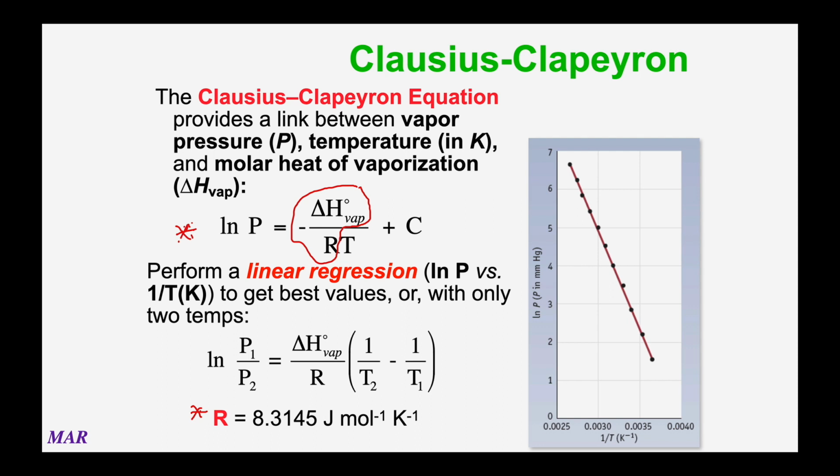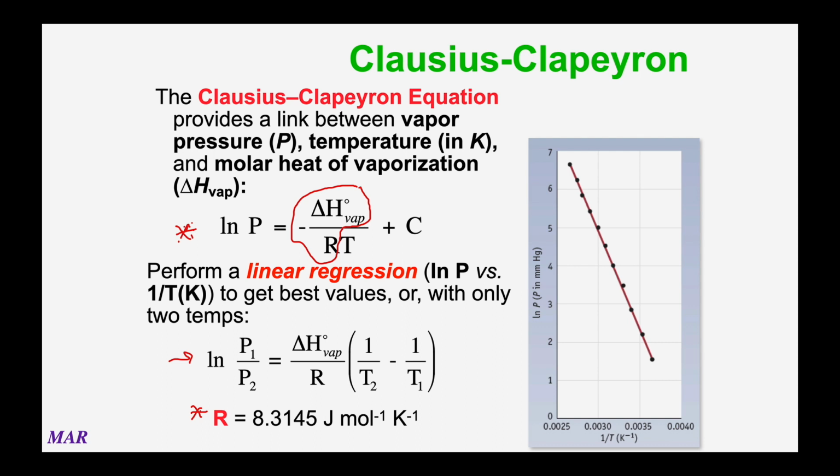But you can also do a cheesy version of Clausius-Clapeyron if you only have 2 values using this equation right here. The P1 and P2 are the vapor pressures, and the T2 and T1 are the Kelvin temperatures that you'd use. And R is the constant, so you can solve for delta H vap. Notice it's natural log P1 over P2, and the temperatures are 1 over T2 minus 1 over T1. Be careful of that.